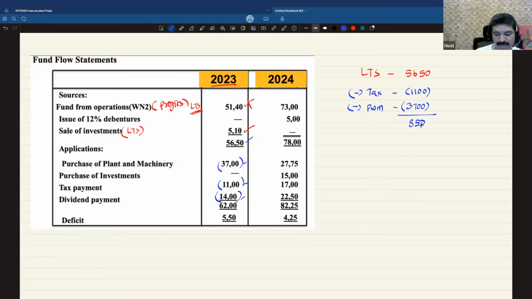When they are left with 850, look at what they have done. They have paid dividend of 1,400. Do they really have adequate source to pay dividend of 1,400? They have only 850. With 850, they have paid 1,400. So 850 minus 1,400 means they have paid 550 extra, money which they don't have on hand.